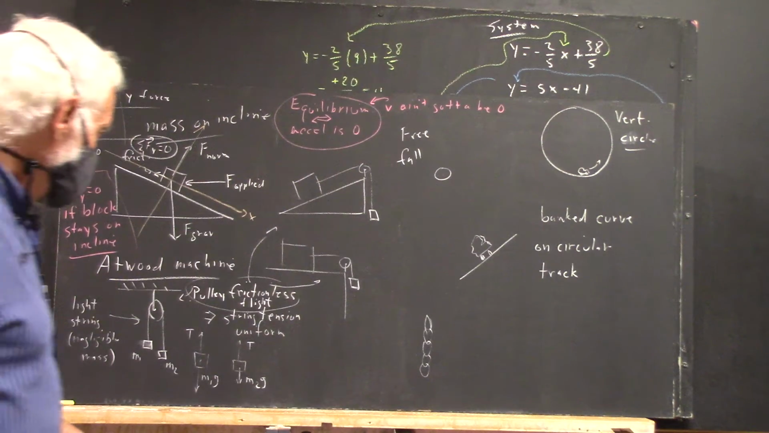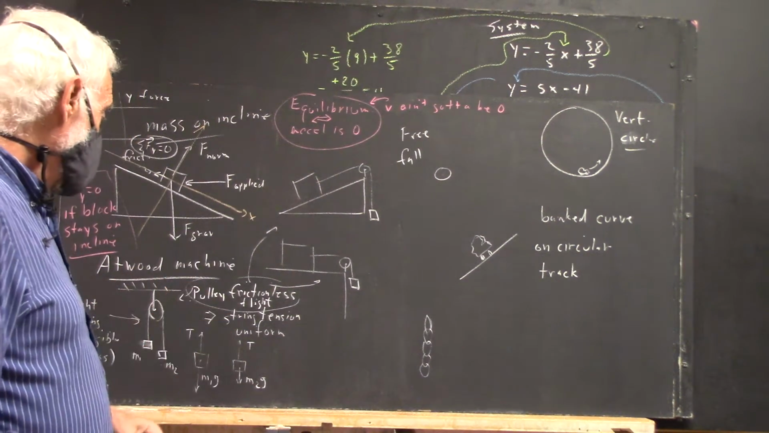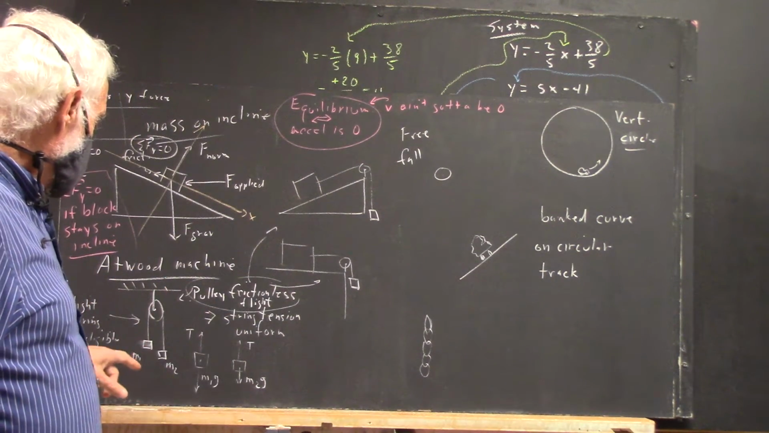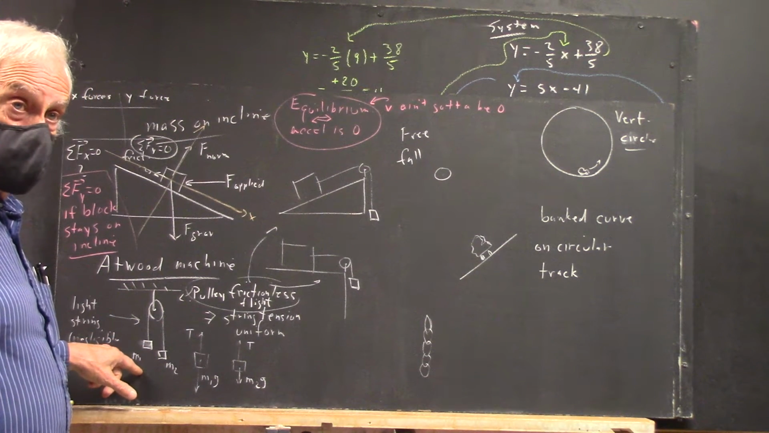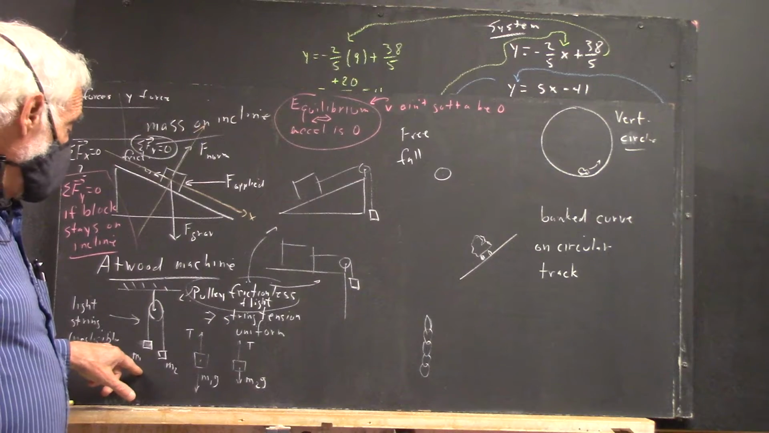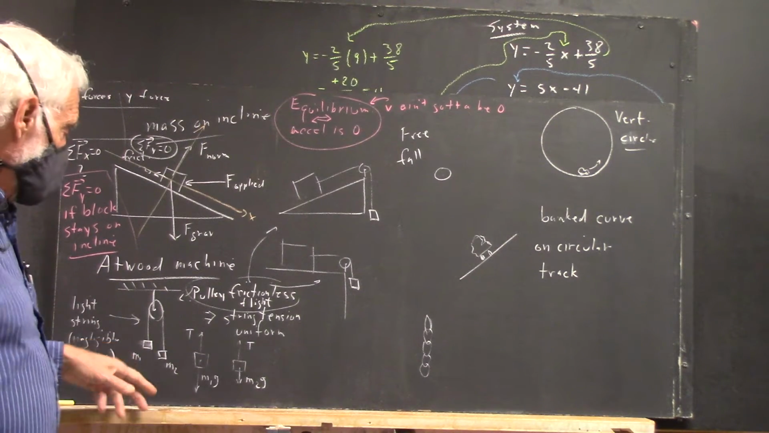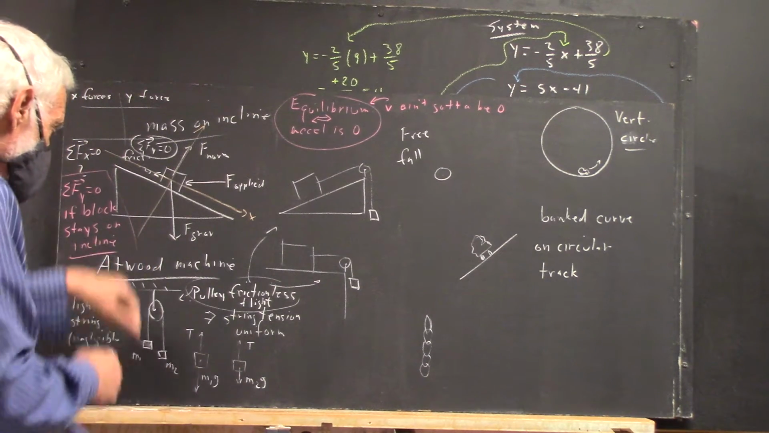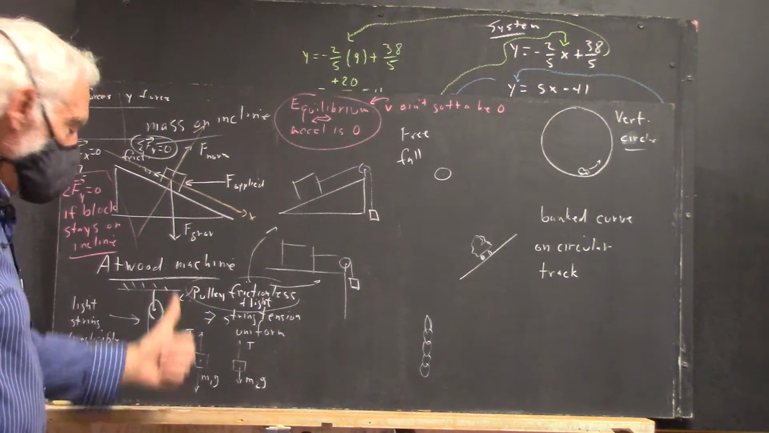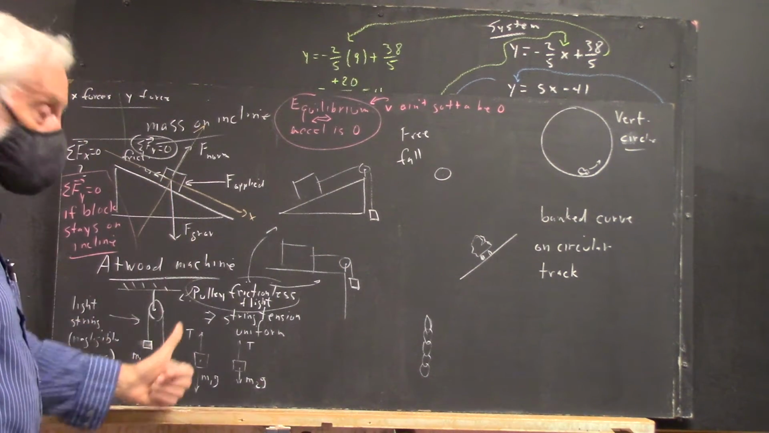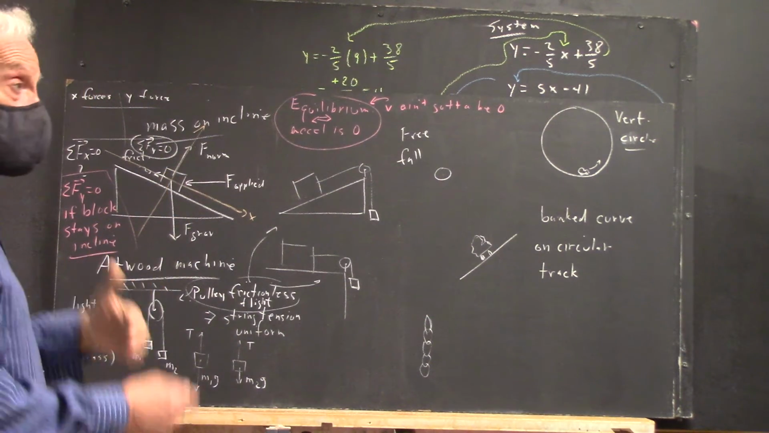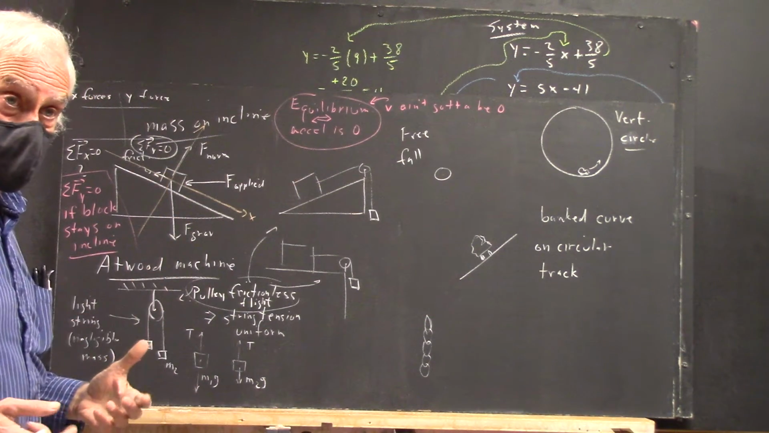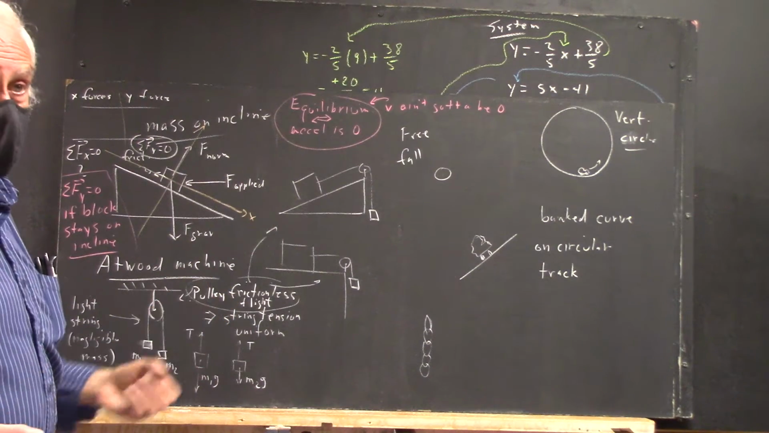And in that case, let's assume that M1 and M2 are unequal with M1 greater. Then we know, of course, that this system is going to accelerate in the direction where M1 goes downward, M2 goes upward, right? And the magnitudes of the acceleration will be the same, assuming the string isn't stretching.